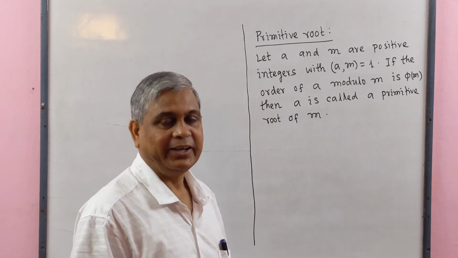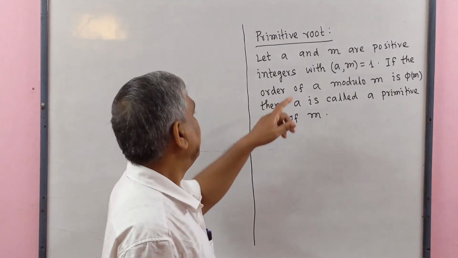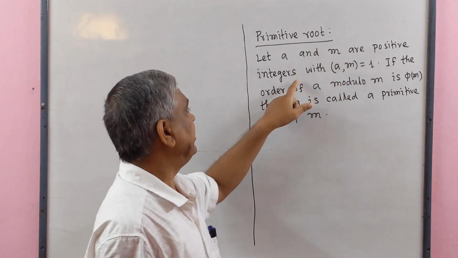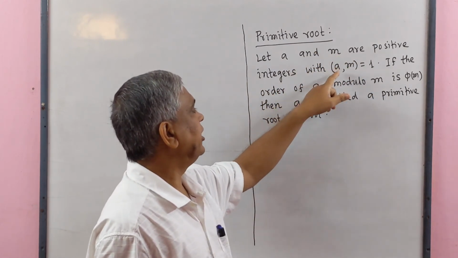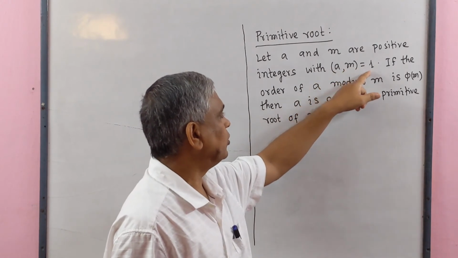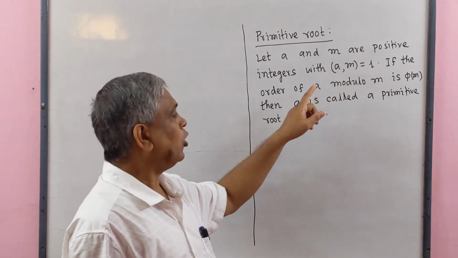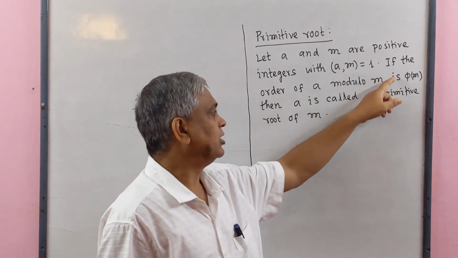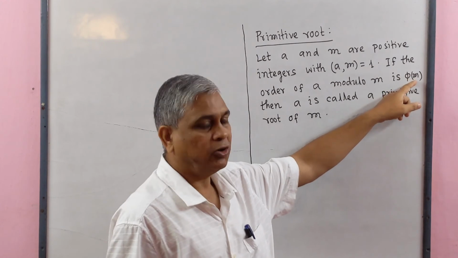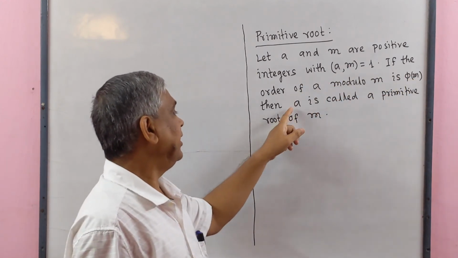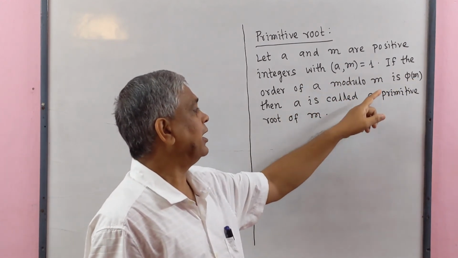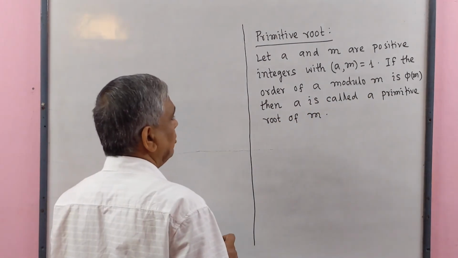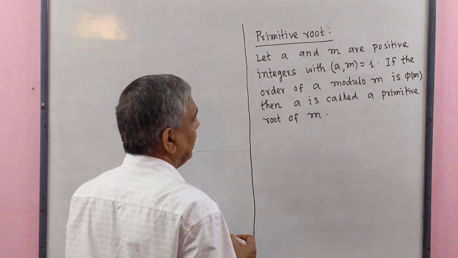Now we define primitive root. Let a and m be positive integers with GCD of a and m equal to 1. If the order of integer a modulo m is Euler's phi function of m, then a is called a primitive root of m. Now we may give examples.